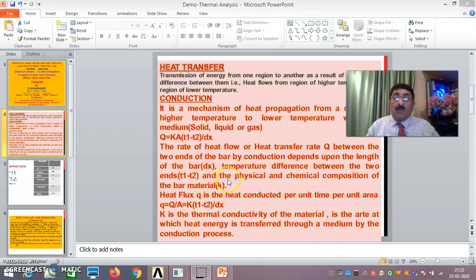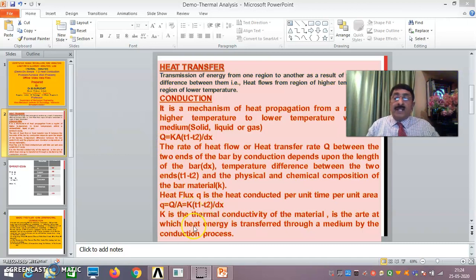Now in ANSYS and all that, we don't get heat transfer rate. We directly get heat flux. Heat flux is the heat conducted per unit time per unit area, that is small q. It is Q by A we get. That is, Q by A is K into T1 minus T2 by dx, because I have taken Q by A, now K into T1 minus T2 by dx.